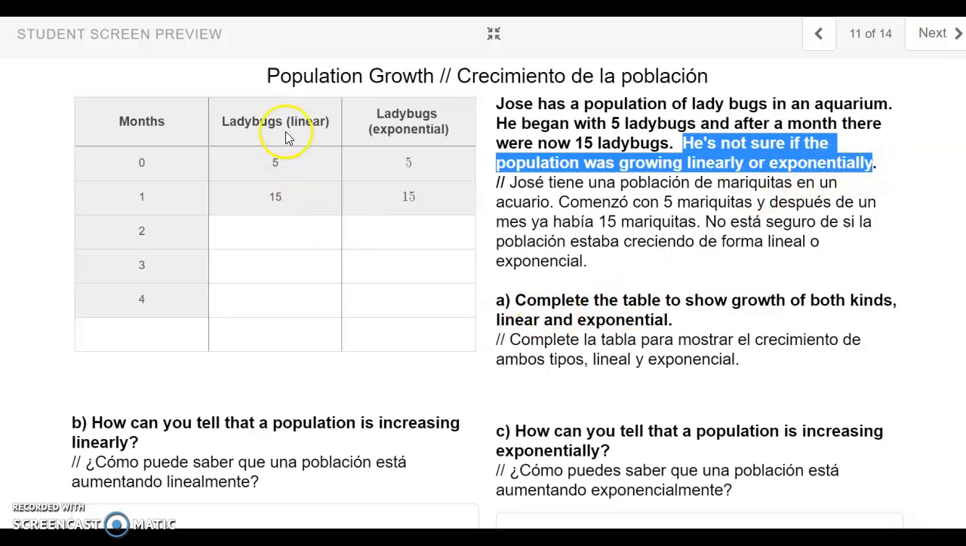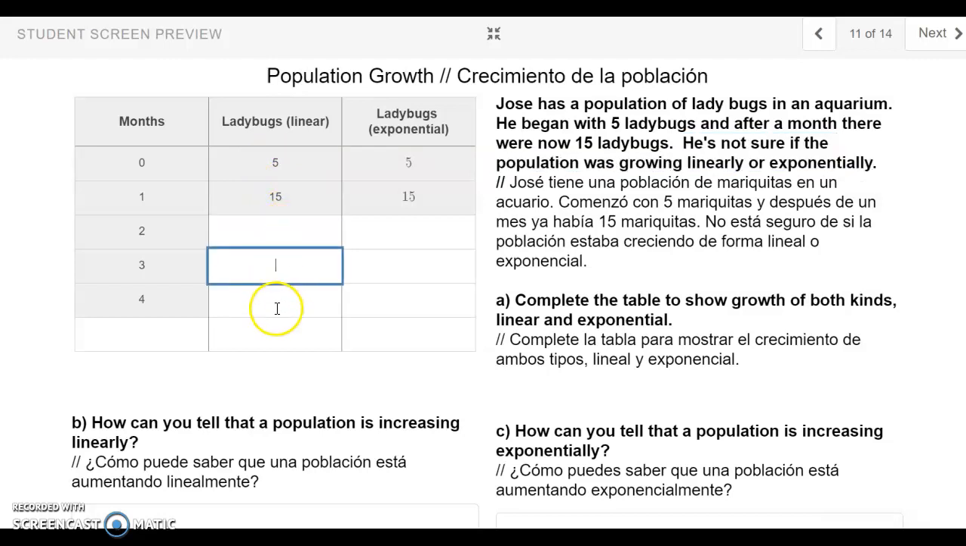So what we want to do is complete this table if it was linear, and complete this table if it was exponential. And so we need to see, how is this changing linearly, right? How is it adding linearly? And then go ahead and fill these in. So I'm going to give you a moment. Think about how do you go from 5 to 15 if you're adding, and then fill in these next 3 boxes.